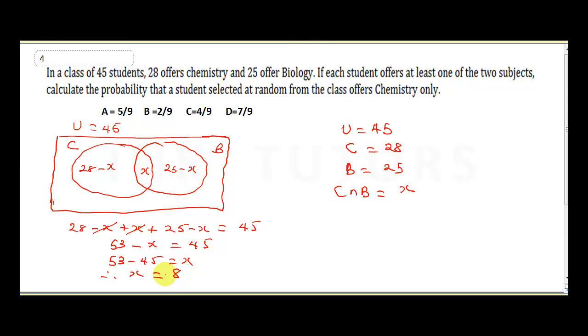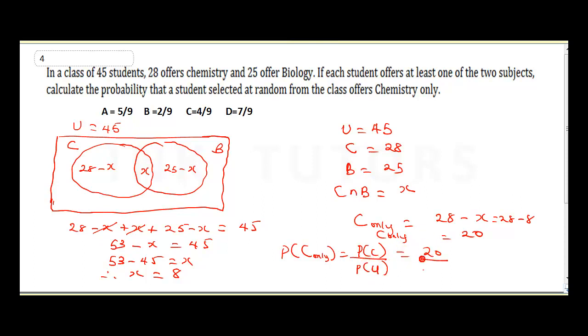Now the question says calculate the probability that a student selected at random from the class offers chemistry only. So let's get chemistry only. Remember, our chemistry only is 28 minus X, which is 28 minus 8, and that will give us 20. So the number of students who offer chemistry only is 20. The probability of chemistry only is the probability of chemistry over the total, which is U. So this is going to be 20 over 45.